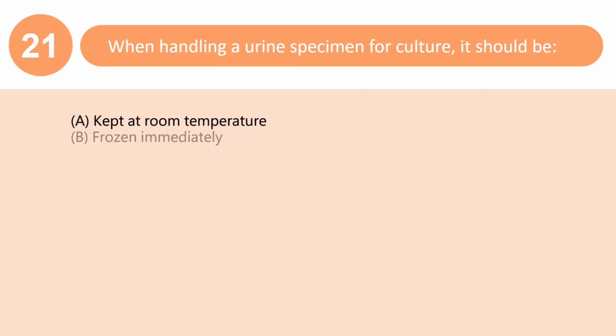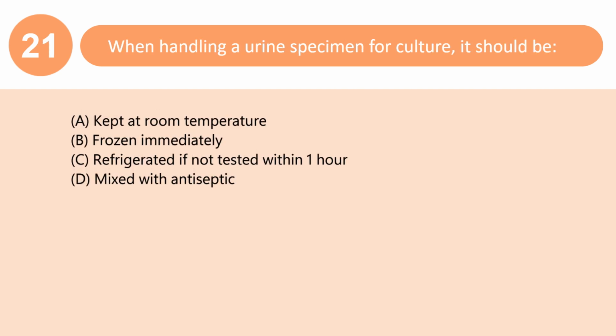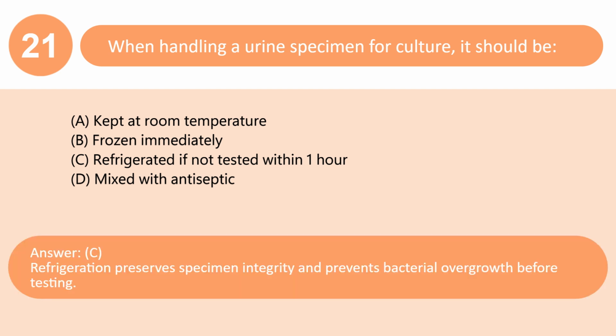When handling a urine specimen for culture, it should be: A. Kept at room temperature. B. Frozen immediately. C. Refrigerated if not tested within 1 hour. D. Mixed with antiseptic. Answer: C. Refrigeration preserves specimen integrity and prevents bacterial overgrowth before testing.